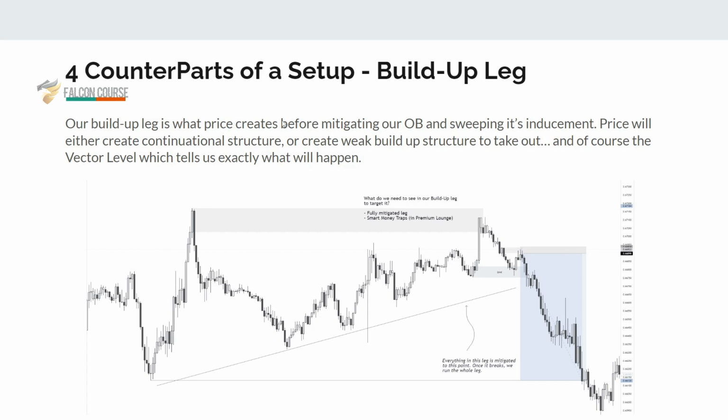So our build-up leg is what price creates before mitigating our order block and sweeping its inducement. Price will either create continuational structure or create weak build-up structure to take out. And of course a vector level, which tells us exactly what's going to happen when we react to it or break it, okay? So looking at this build-up leg, everything in this leg is mitigated to this singular point here. So in this case, our vector level coincides with our last point of demand. Why? Because this low got mitigated by this, which mitigated this to this to this.